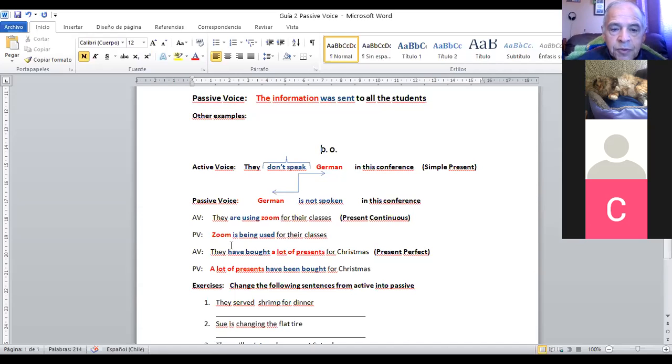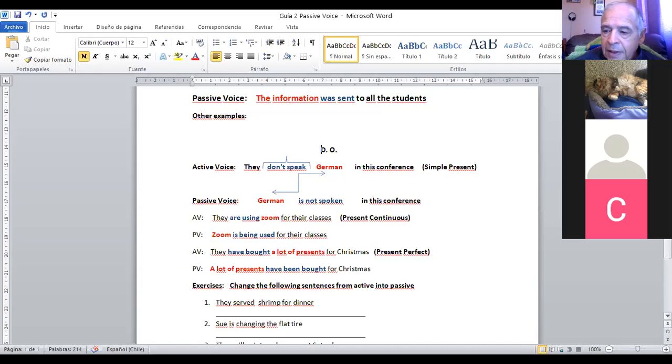So, for example, if you translate this, ellos están usando Zoom para sus clases. Ellos, no sé quiénes son ellos. Por lo tanto, se está usando Zoom para sus clases. Ellos han comprado muchos regalos para Navidad. No sé quiénes son ellos. Muchos regalos se han comprado para Navidad. ¿Se fijan? Cuando el sujeto no es claro o no es importante, se usa la voz pasiva. Y recuerden, la voz pasiva siempre va a ser, la estructura gramatical va a depender del tiempo, va a ser be y participio. Entonces tienen que aprenderse esa estructura.